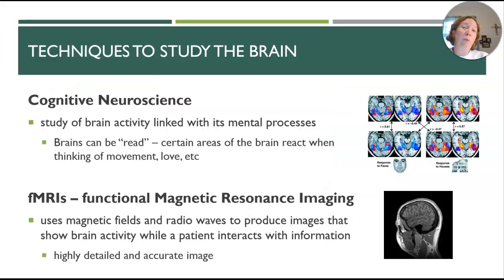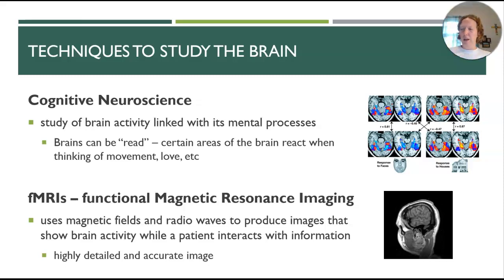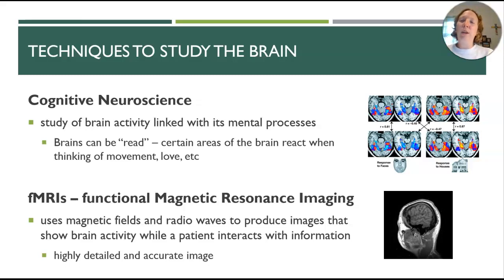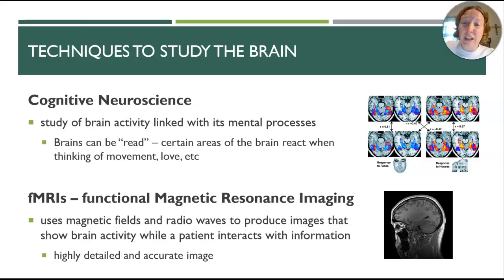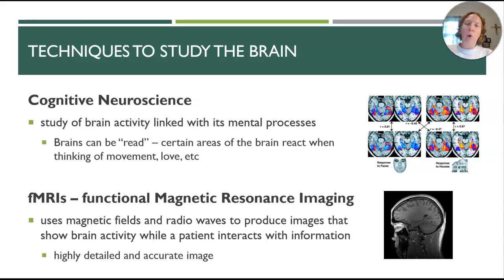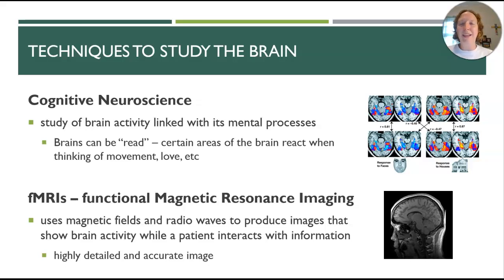So how do we know so much about what brain parts do what when we're thinking, especially because thinking is not something that can actually be looked at under a microscope? Well, we know so much because of a field called cognitive neuroscience. This is the study of brain activity linked with mental processes. So, this is an entire field that looks at how you could read a brain when it is thinking of certain movements or of an emotion like love or anger, things like that.